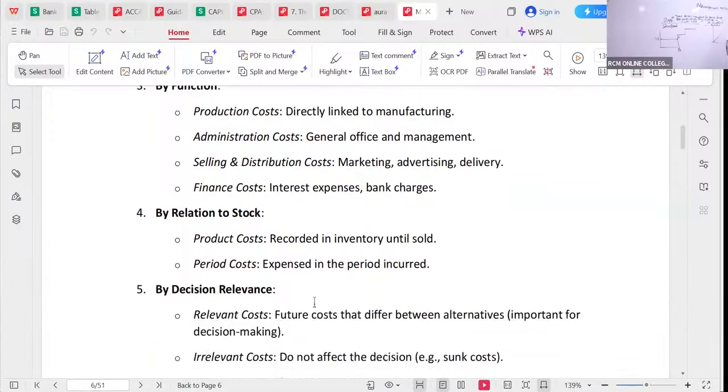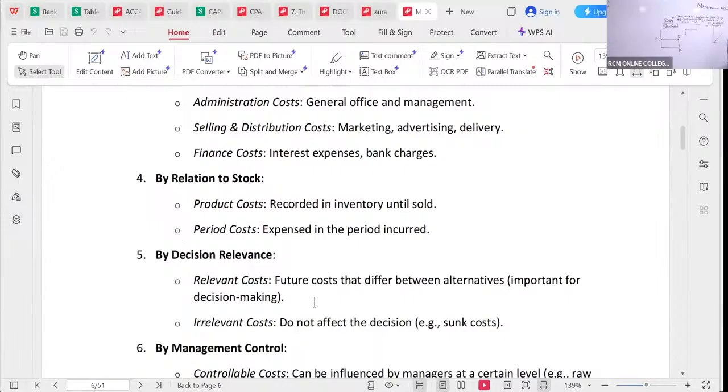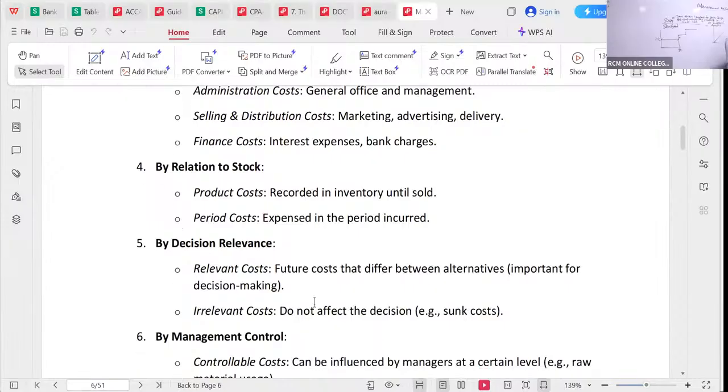By decision relevance, we have those costs that are relevant and others that are what here? Irrelevant. So relevant costs are costs that are futuristic in nature. Future costs that differ between alternatives, important for decision making. And then irrelevant costs, which are also known as sunk costs. Sunk costs. In this case here, they don't affect what here?